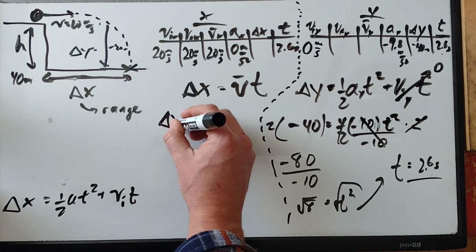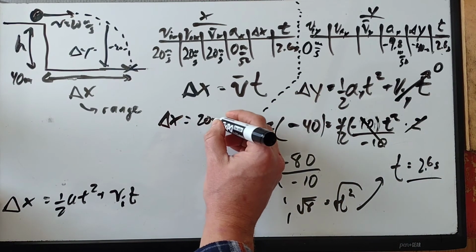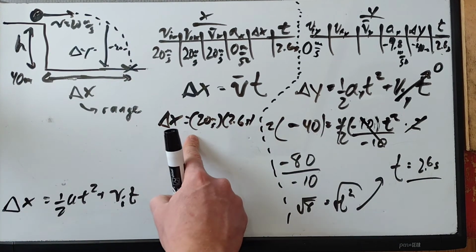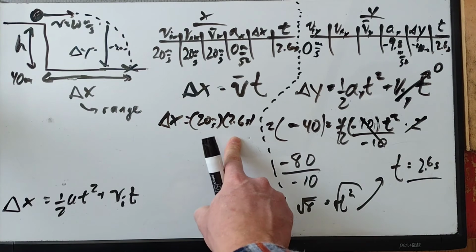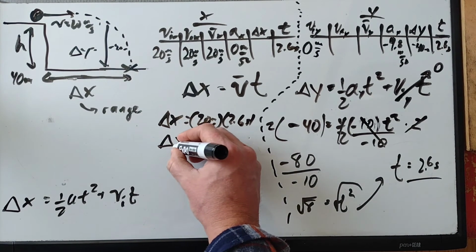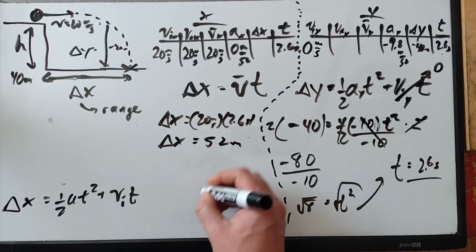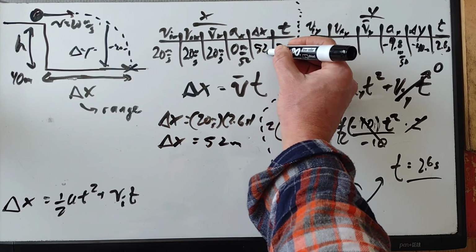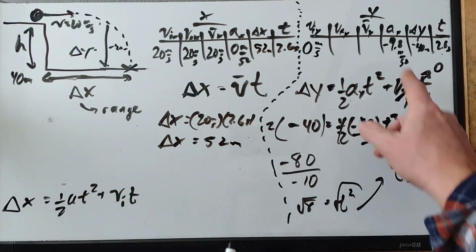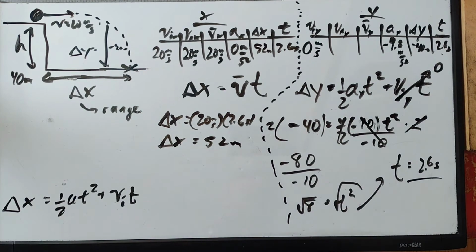And I could say delta x equals 20 meters per second times 2.6 seconds. So 2 times 2.6 would be 5.2. So delta x equals 52 meters. So it moves 52 meters forward while falling down 40 meters. That's pretty cool. Now the final thing here is to finish filling out this table, we need the final y velocity.